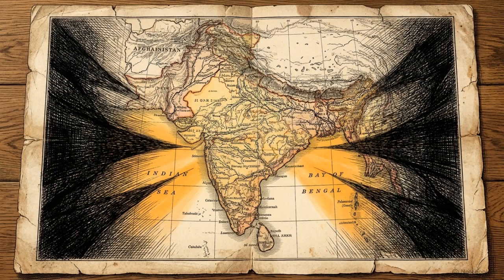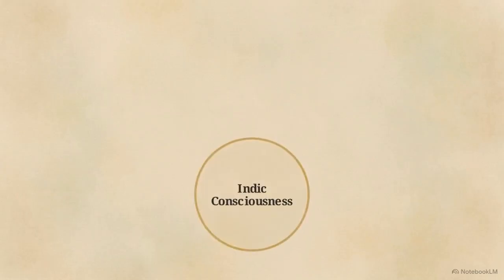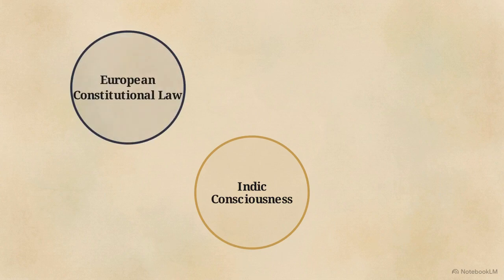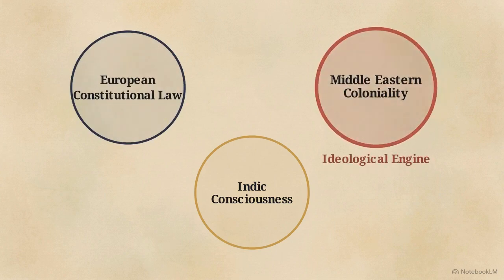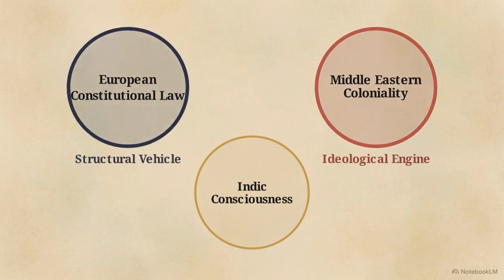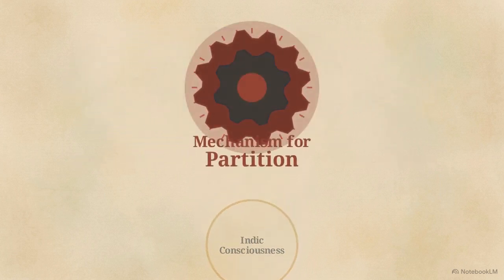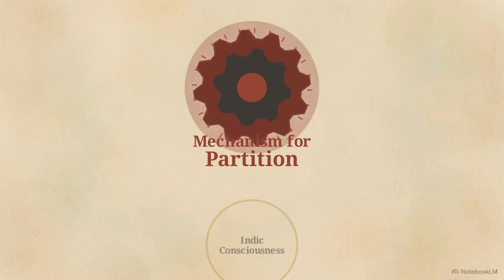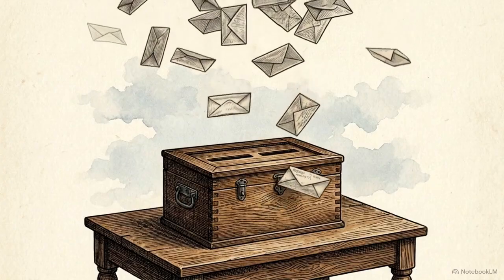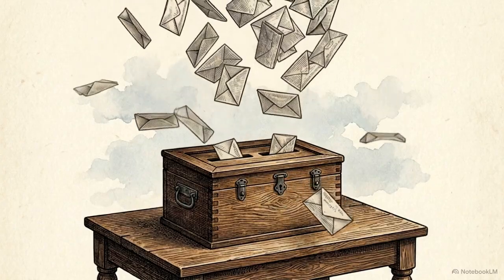At the turn of the century, the subcontinent existed as a sandwiched civilization, caught between colliding frameworks. Three distinct frameworks collided: indigenous Indic consciousness, European colonial law, and Middle Eastern coloniality. When Middle Eastern coloniality, the ideological engine, utilized the structural vehicle of European constitutional law, it created an unstoppable mechanism for partition. The 1946 elections provided the ultimate proof of this mechanism.